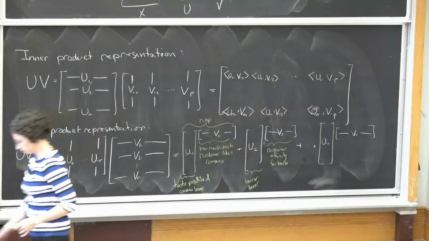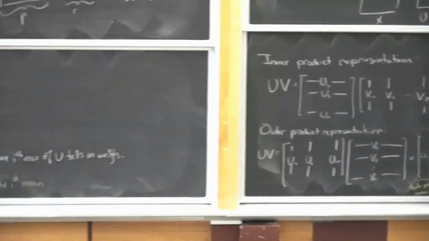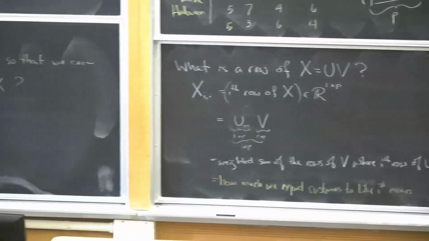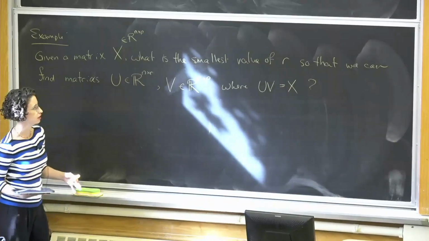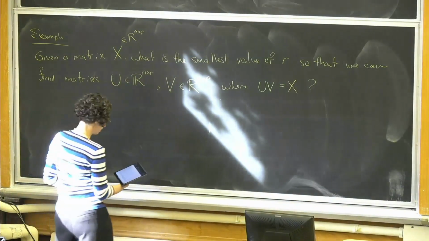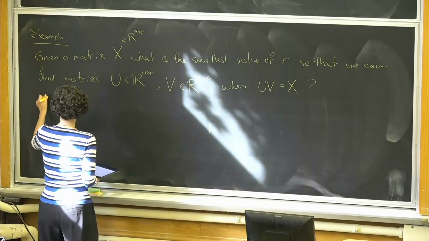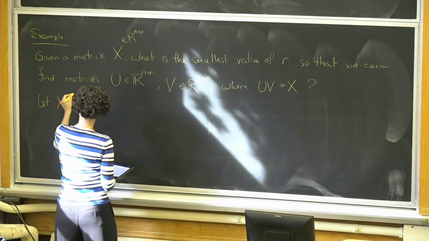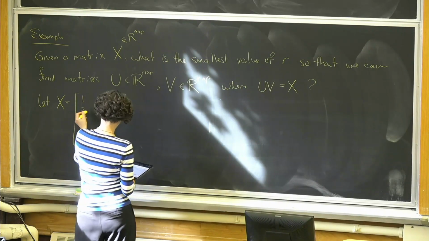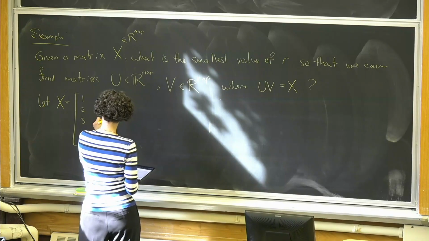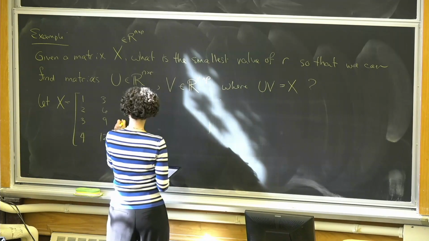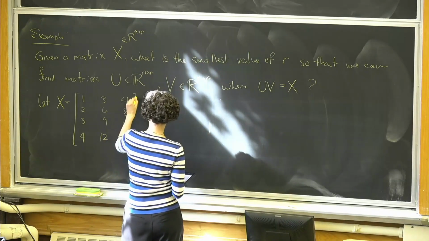And so this notion is related to the idea of matrix rank. And we're going to talk about this in a lot more detail in the coming weeks, but I just want to introduce the basic idea here. So in our example, we're going to let X be equal to 1, 2, 3, 4, 3, 6, 9, 12, 4, 8, 12, and 16.